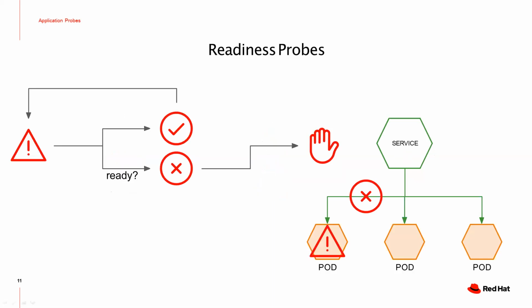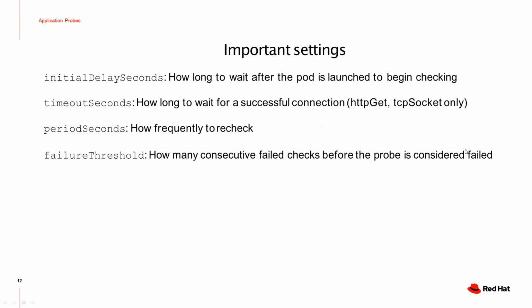The readiness probes will just check if the container is ready to serve requests. If the container fails the readiness test, then it's removed from the list of endpoints. So this really controls which pods are available for service and which pods that OpenShift is going to send services to. So those are really the two key differences between readiness and liveliness. Just keep that in mind.